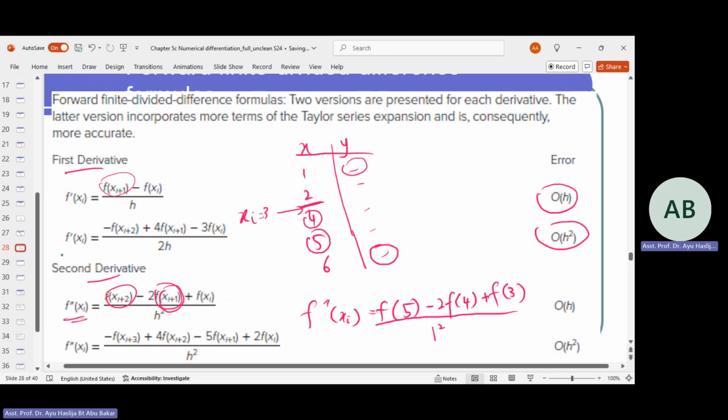Like 1, 1, 2, 3, 4, 5, 6. xi plus 1 minus xi. Okay, the next point minus the previous point. This point minus this point, you will get h equals to 1. Okay, that is your step size.